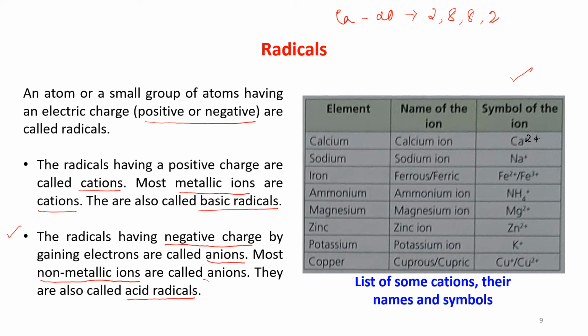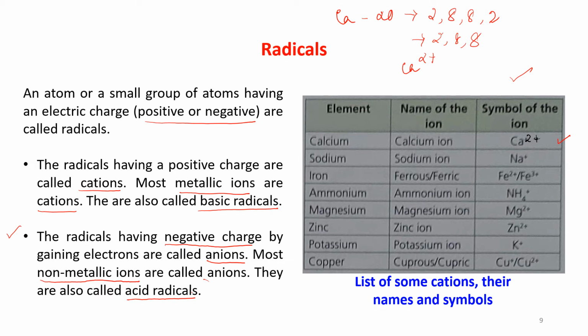So it will always lose 2 electrons to become the nearest noble gas configuration. If it loses its 2 electrons, then it will reach 2, 8, 8, that is argon inert gas configuration. And as it is losing 2 electrons, its ion will become Ca2+, that is cation.